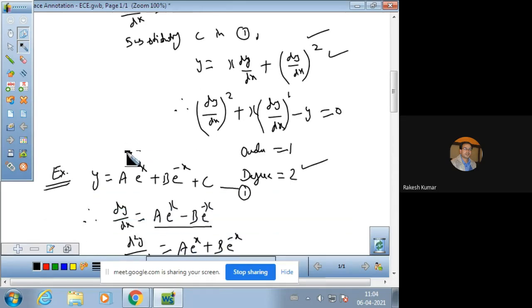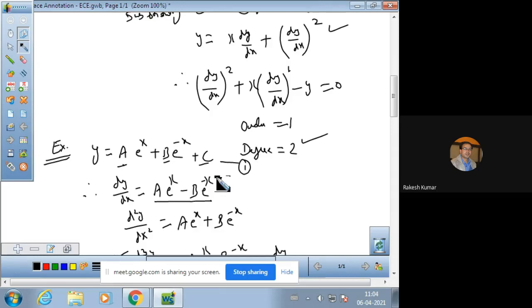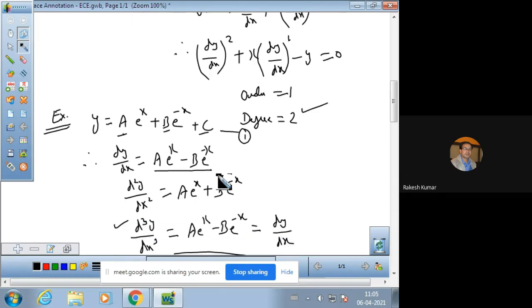Now, we can also consider one more example, that is an exponential equation. It is said to be a transcendental equation. y is equal to a e raised to power x plus b e raised to power minus x plus capital C. a, b, c are constants. Now, you just need to eliminate these constants a, b, and c and find the differential equation. Generally, if three constants are there, then we require a third order derivative term.